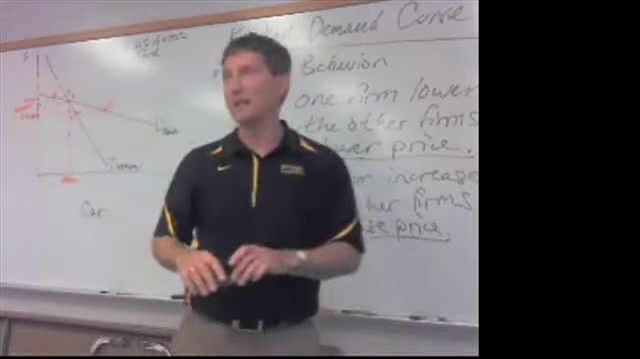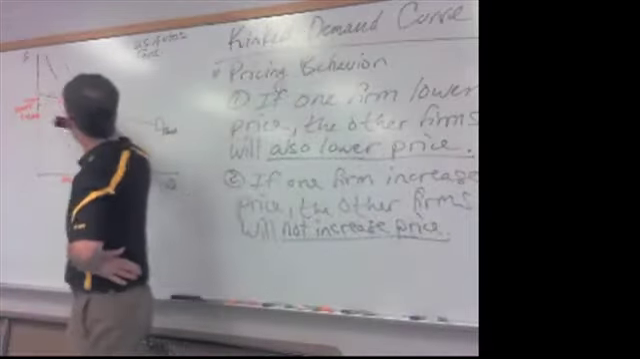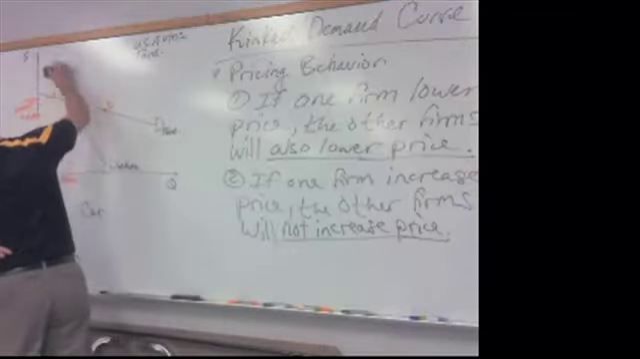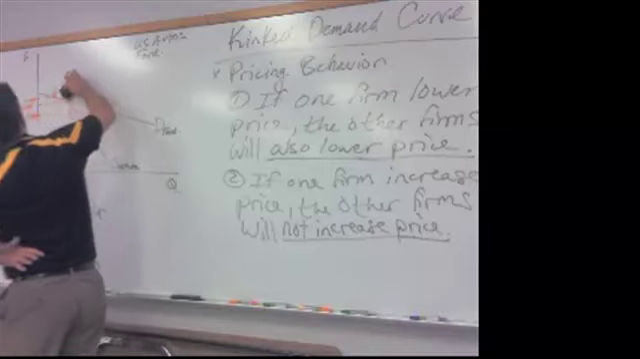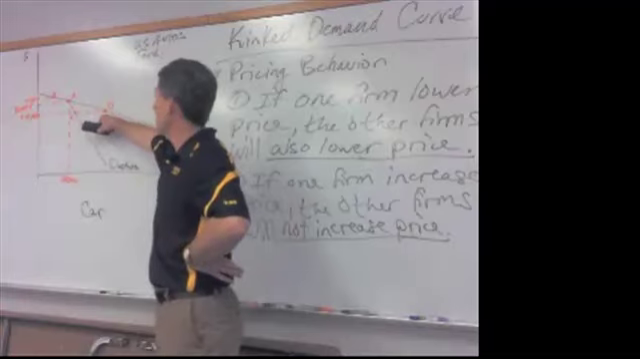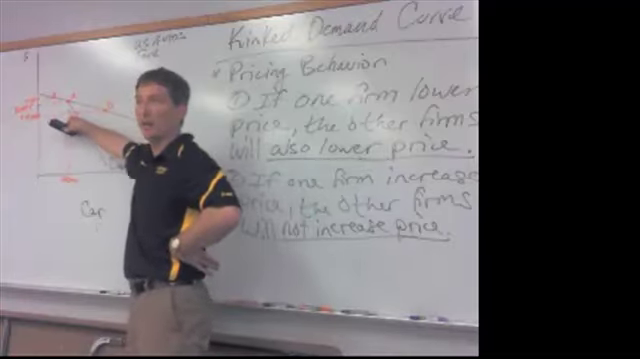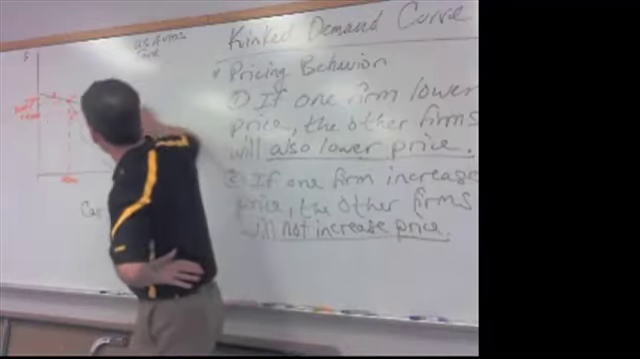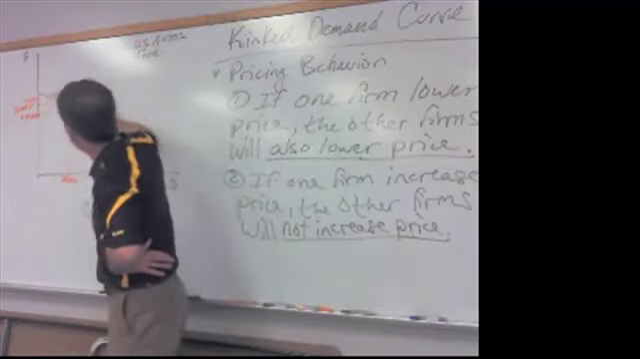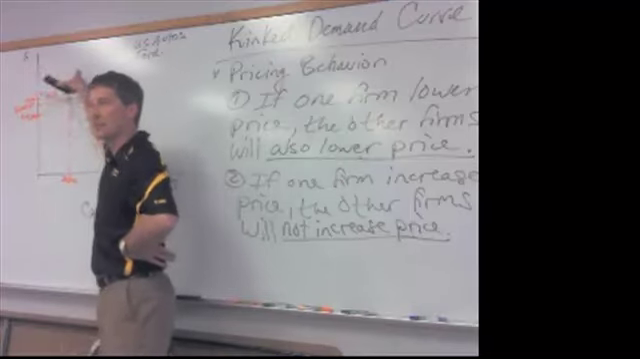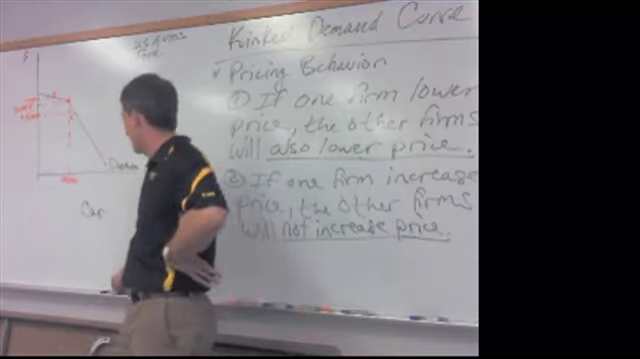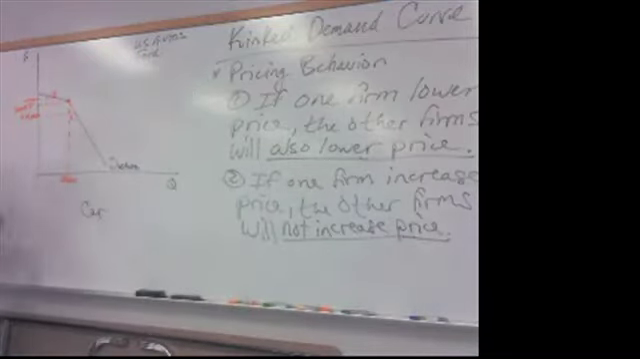Let's get rid of data we don't need. If Ford raises their price, they're going to move from A to B, so let's just get rid of this. If Ford lowers their price, they'd like to go to here, but it's not going to happen. They're going to go to here. So let's get rid of this, and through the magic of multimedia, voila, a kinked demand curve. There's your kink. The kinked demand curve.